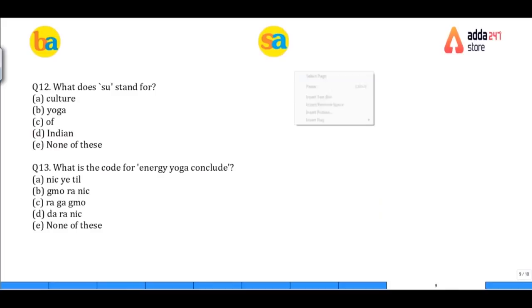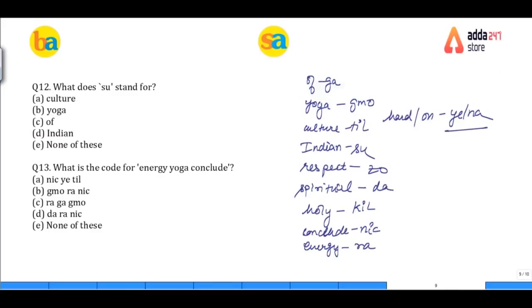क्वेश्चन नंबर 12, व्हाट डज SU स्टैंड फॉर? तो SU क्लियरली इंडियन है, इसलिए ऑप्शन डी हमारा करेक्ट आंसर हुआ. क्वेश्चन नंबर 13, व्हाट इज द कोड फॉर एनर्जी योगा कंक्लूड? कंक्लूड का कोड है ये, एनर्जी का कोड है RA एंड योगा का कोड है GMO, जो कि हमारे ऑप्शन बी में है, इसलिए ऑप्शन बी हमारा करेक्ट आंसर हुआ.